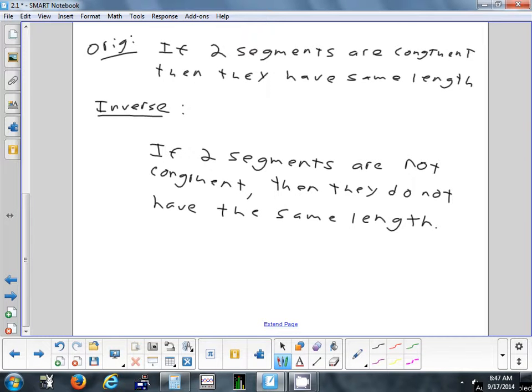So for this one, we don't end up switching the hypothesis and conclusion. We just put the word not in. Any questions on finding an inverse? Okay, and this statement is also true. If two segments are not congruent to each other, then they will not have the same length.